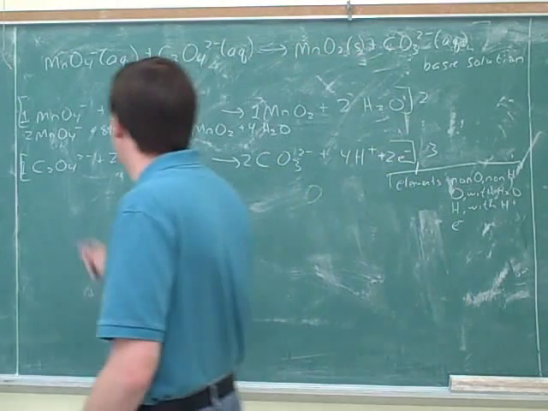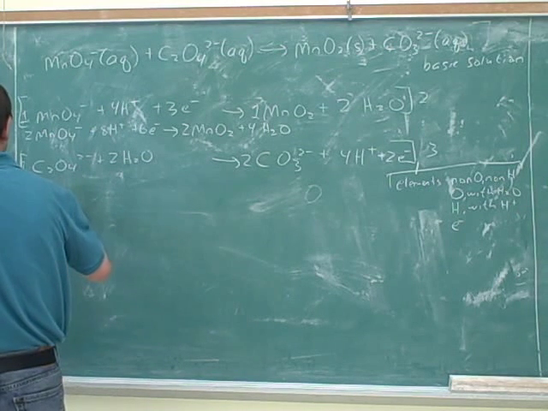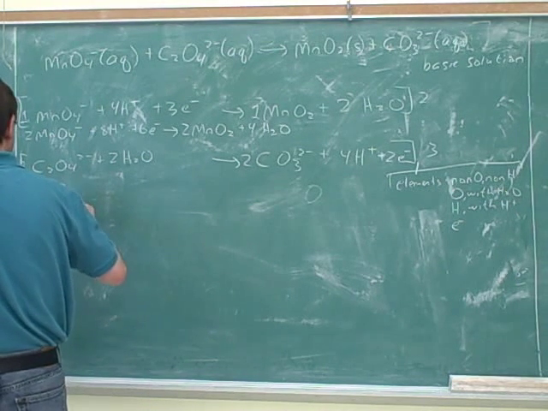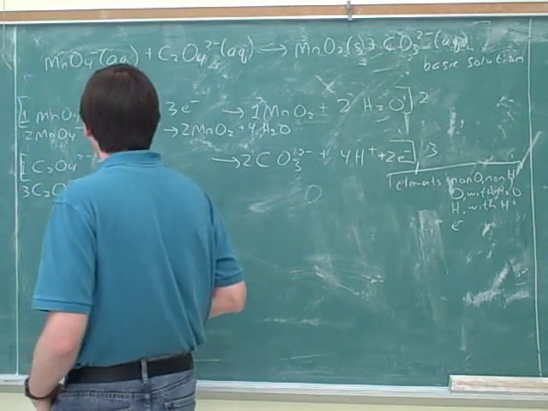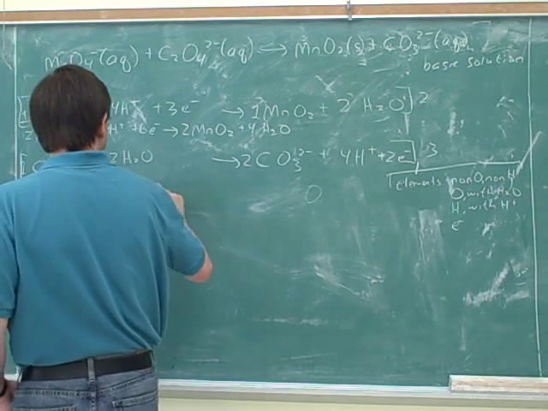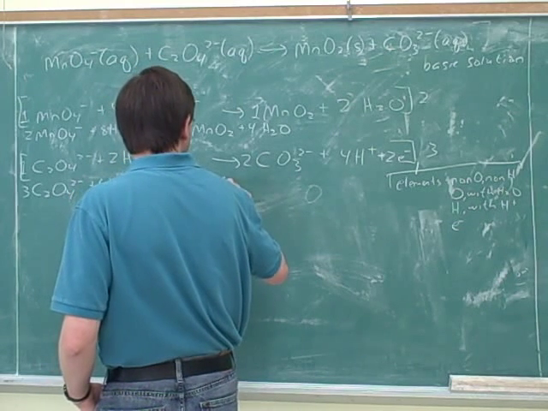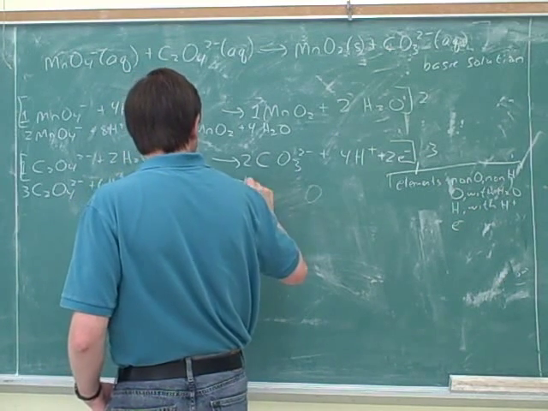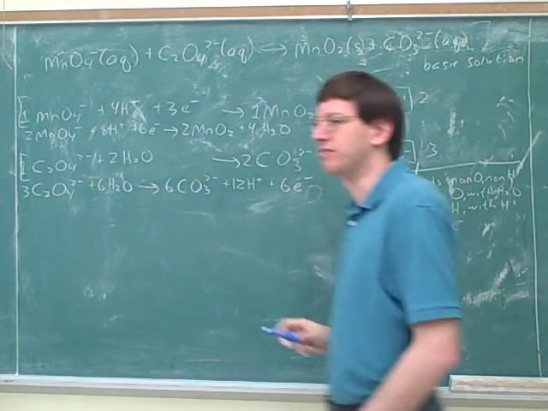All right, and what is the other new half reaction that we get? 3 C2O4s. Yeah, so there's no Crs in this problem. Sorry. That's okay. 6 waters goes to 6 CO3 2 minus, 12 H plus and 6 electrons. Okay, very good.